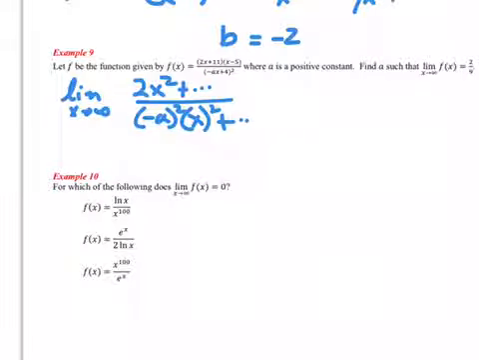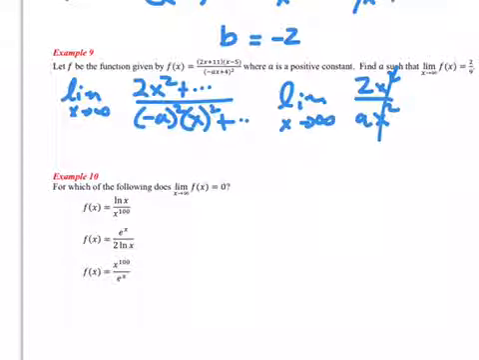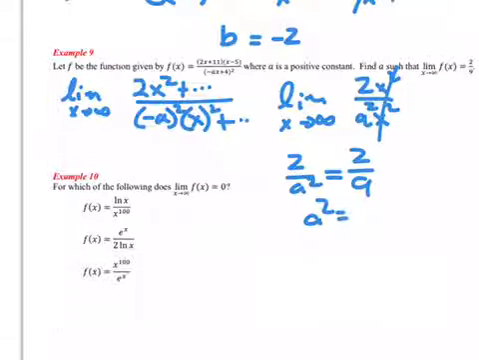I'd get the limit as x goes to infinity of 2x squared over a squared x squared. Well, the x squareds will cancel. Looks like I'll get 2 over a squared. I know I want my limit to be 2/9. So it looks like I want a squared to equal 9, so a would equal 3.